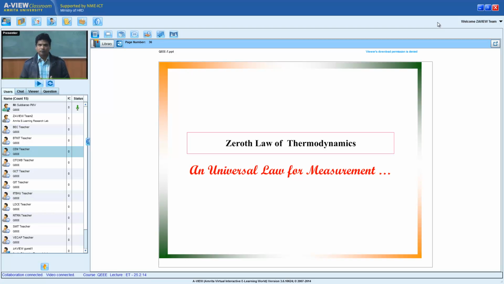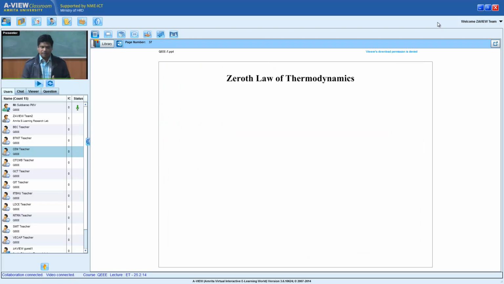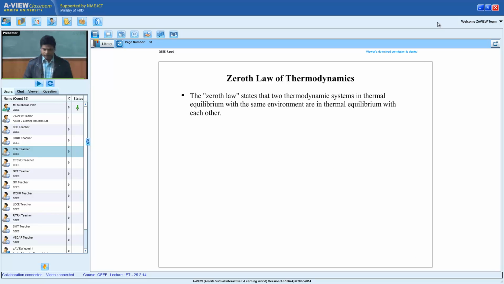That's why I say thermodynamics is great: it is applicable to many applications. It's vast, and in the same way the zeroth law has a vastness indirectly that I want to explain. Stating the zeroth law in simple words, the zeroth law states that two thermodynamic systems in thermal equilibrium with the same environment are also in equilibrium with each other.